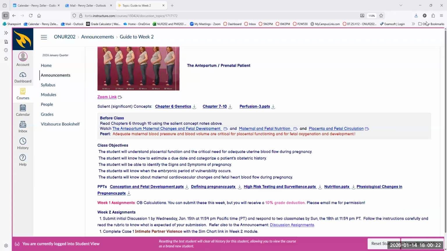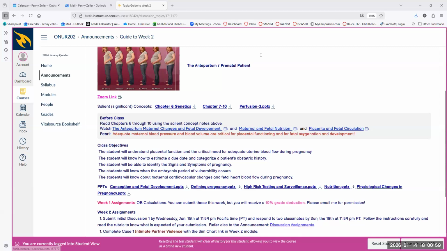So let me pull this up. This week, I want to go over the announcements so that you are getting used to your weekly announcements. I gave you your salient concepts or your notes. There's 3 pages of notes, and then there's an extra PowerPoint there. Chapters 6 through 10 is the content we're talking about this week. And then I've got 3 videos here. 2 of them are mine that I did for you. Those are the pre-recorded ones. The third one is just a great video on placental and fetal circulation.